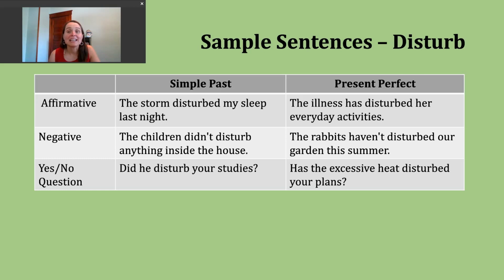Finally, let's talk about making a yes or no question in the present perfect. To do this, I start with have or has, whichever form matches my subject, which comes next. Then I use the participle form of the verb. Here's my last example. Has the excessive heat disturbed your plans? Okay. This is a huge problem around the globe. It has been incredibly hot in many parts of the world during this summer, and for some people it's interfered or it's interrupted what they had planned to do, many outdoor activities.